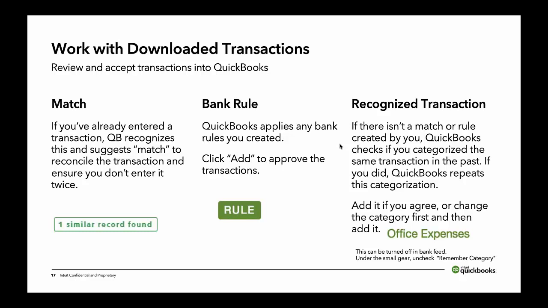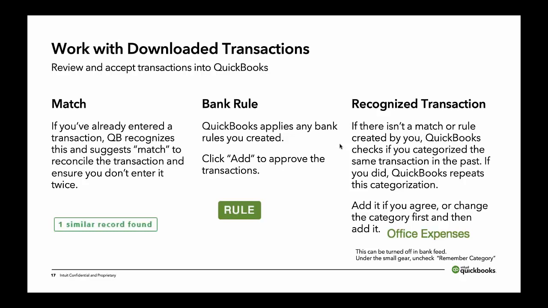Really three things happen when the bank transactions come in. First, QBO looks for a match. Those show up as similar records found, so that's something already entered into the books that we could pair the bank transactions up with. Second thing we do, if we don't find a match, we look for any rules that you or your client created. And we'll go through how to create rules and what those look like. And then if there's not a match or a rule, we're going to make a guess based on past behavior.